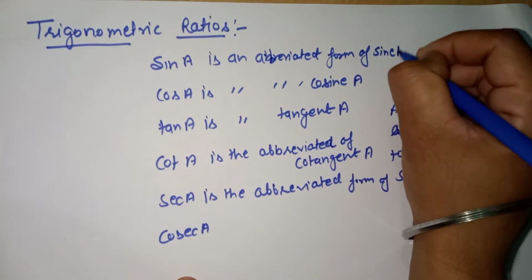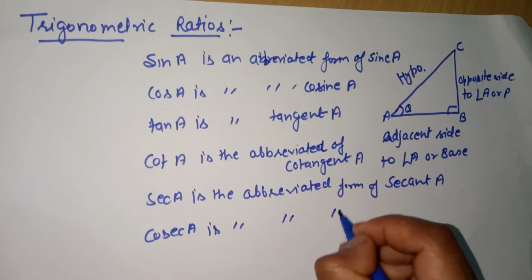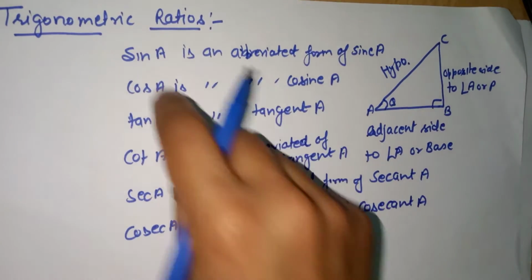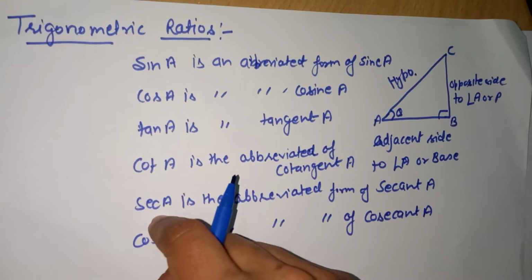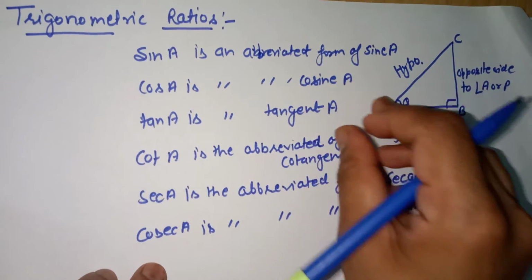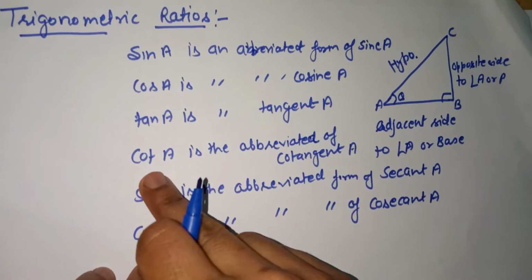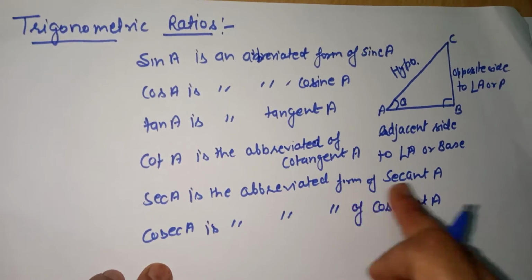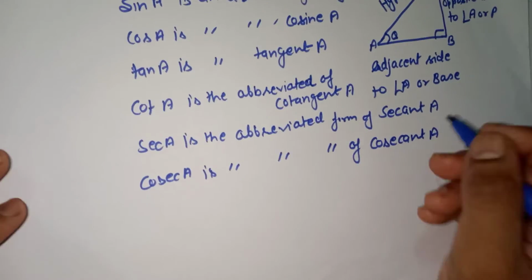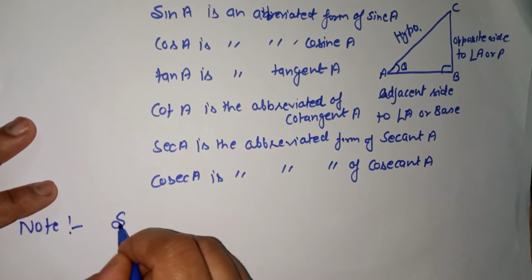We will also write the angle with this term. Cosec A is the abbreviated form of cosecant A. These are the short forms that we use in day-to-day calculations, and these are the abbreviated forms of sine, cosine, tan is of tangent, cot is of cotangent, sec is of secant, and cosec is of cosecant.